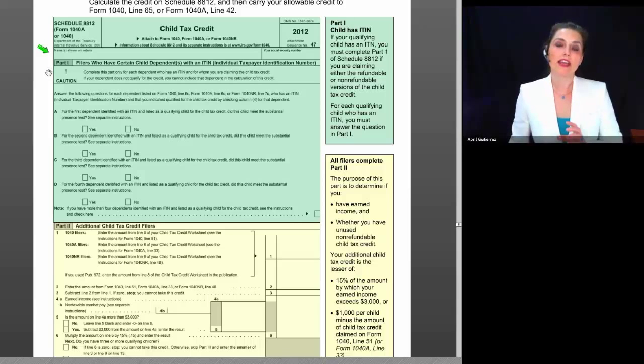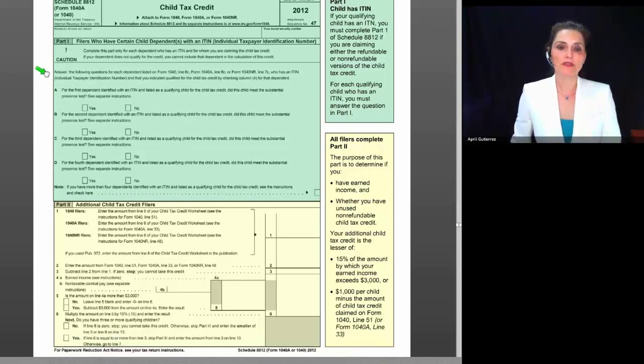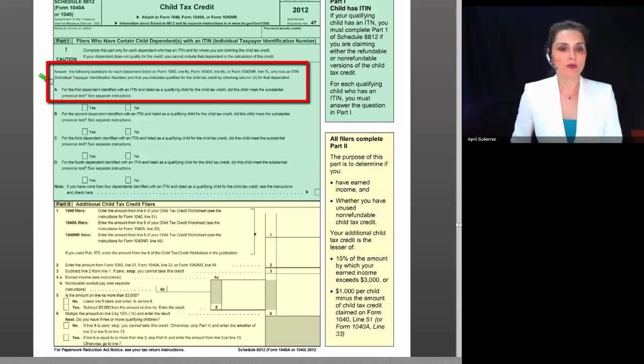However, the IRS has noticed that there are a lot of people getting the additional child tax credit for children living in Mexico. And so beginning with 2012, they've added this extra section up at the top. Anytime you have a client that claims the child tax credit for a child who has an ITIN, Schedule 8812 is required, even if they're not claiming the refundable part of the child tax credit, only the non-refundable. So either way. And what it says is to answer the following questions for each dependent listed on Form 1040, Line 6A, who has an ITIN.